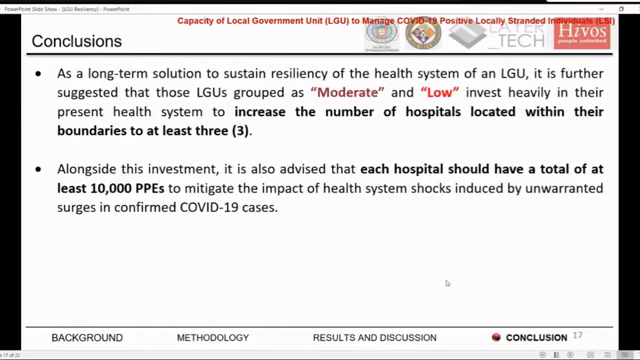And lastly, as a long-term solution, it is suggested that the moderate and low increase the number of hospitals located within their boundaries to at least 3. And each of these hospitals should have a total of at least 10,000 PPEs to mitigate the impact of health system shocks induced by unwarranted surges in confirmed COVID-19 cases.